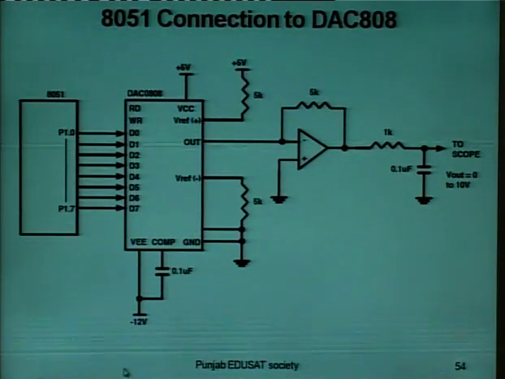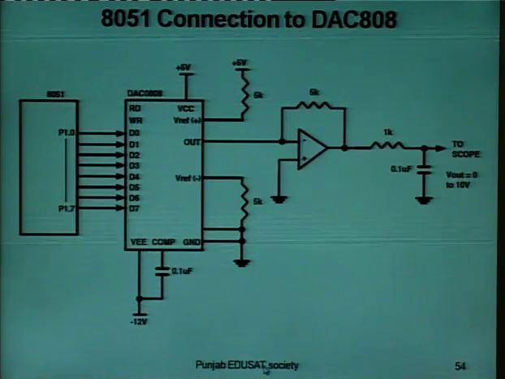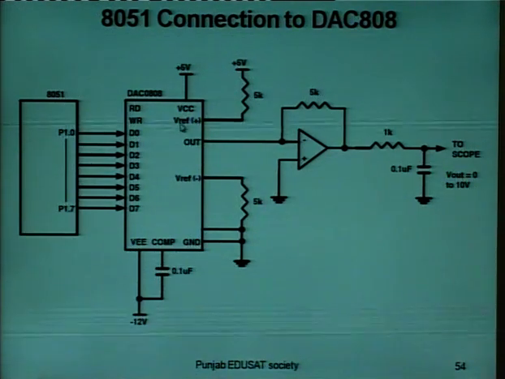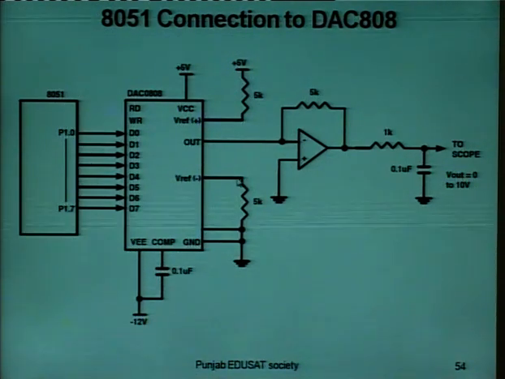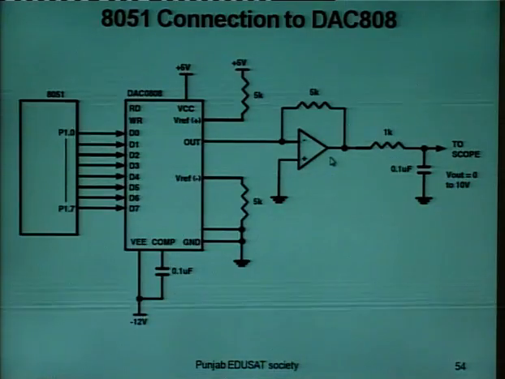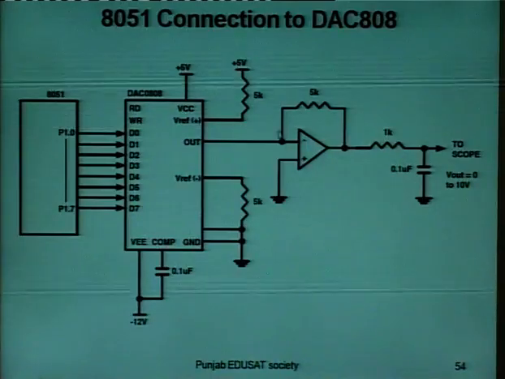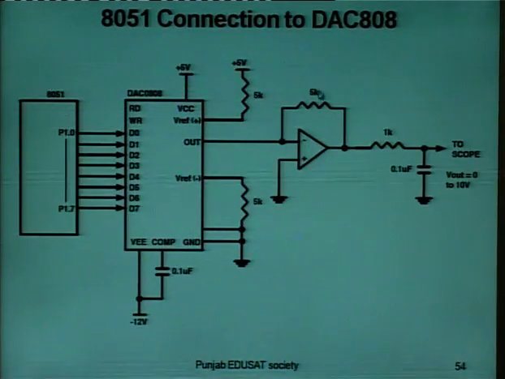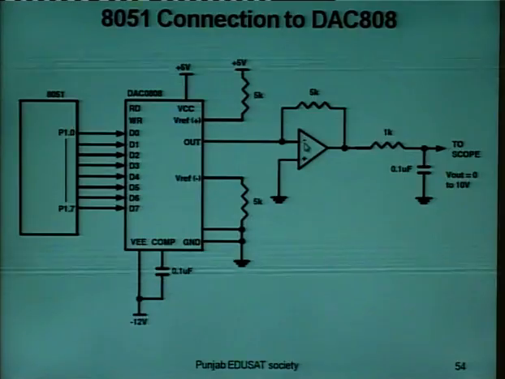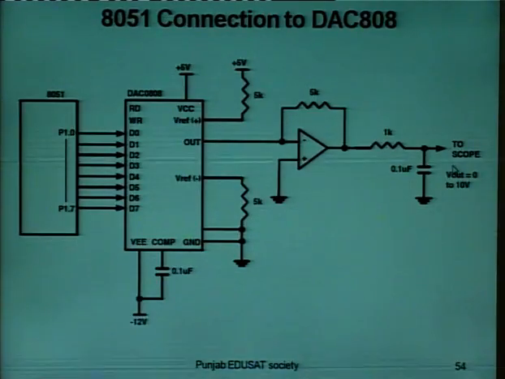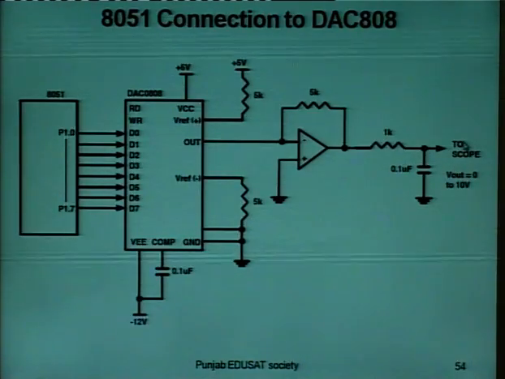The figure shows the generation of reference current by using the standard 5 volt power supply. The I reference current output is isolated by connecting it to an op-amp 741 with feedback resistor RF equal to 5 kilo ohm, and we can monitor the output on the scope.